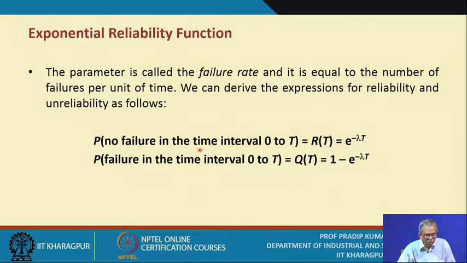Probability that there is no failure in the time interval 0 to t. That is basically R(t) equals e to the power minus lambda t, and failure in the time interval 0 to t, that is Q(t) equals 1 minus e to the power minus lambda t.